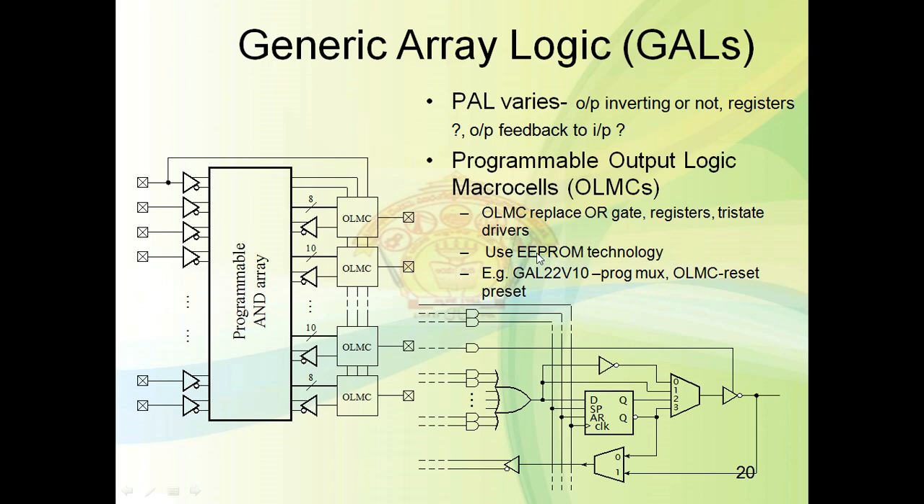Suppose one of the ICs is designed for a particular function, then you can erase it by using ultraviolet rays, and once again you can reprogram it. So that is by using erasable programmable ROM, or electrically erasable programmable ROM. For example, the GAL22V10 has a programming mux, OLMC, reset, preset. So all these facilities will be there with this generic array logic.